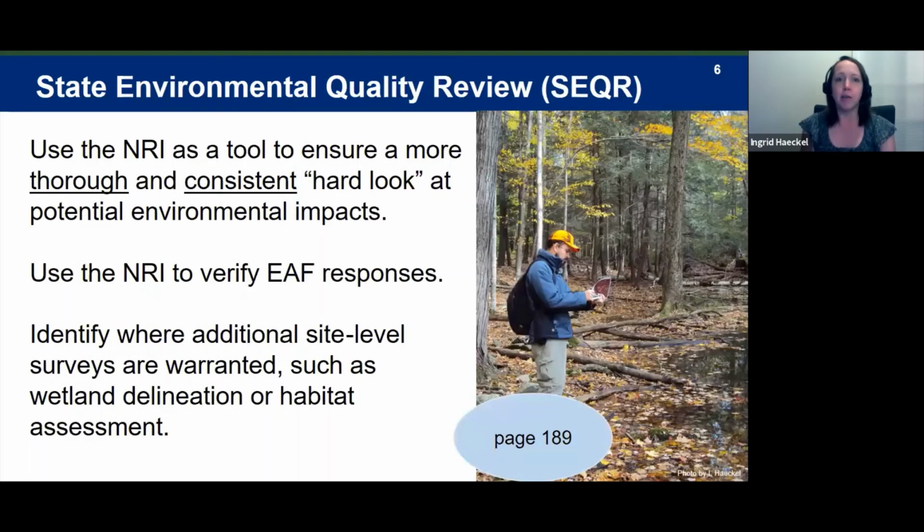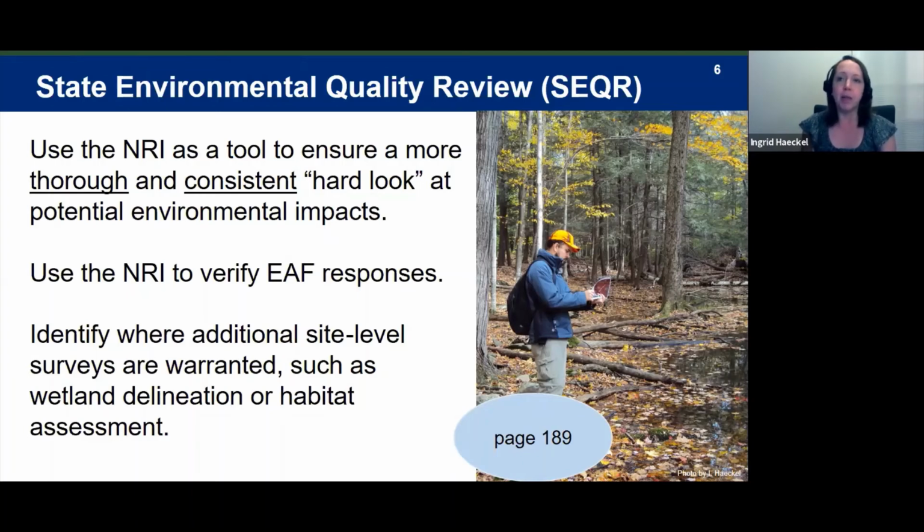For Type 1 or unlisted actions subject to State Environmental Quality Review, or SEQR, you can use the NRI to ensure a more thorough and consistent look at potential environmental impacts. This includes using the NRI to verify the responses on an applicant's Part 1 of the environmental assessment form, as well as identifying features that may have been overlooked, resources that aren't part of that standard checklist on the EAF form but that warrant consideration as part of the SEQR review.